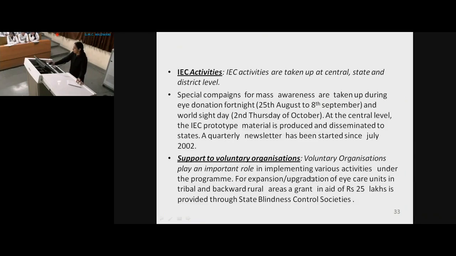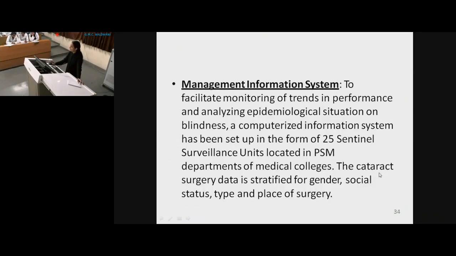And voluntary organizations also require support and they can play an important role in implementing various activities under the program. Management information system is to facilitate monitoring of trends in performance and analyzing the epidemiological situation on blindness. A computerized information system has been set up in the 25 Sentinel surveillance units initially.